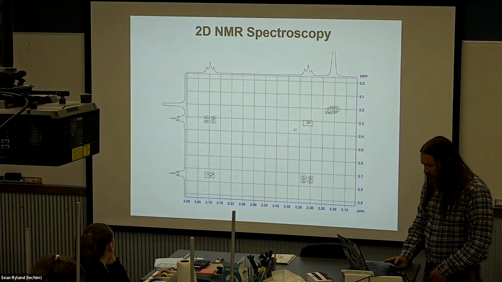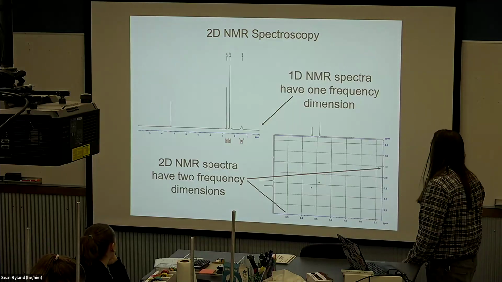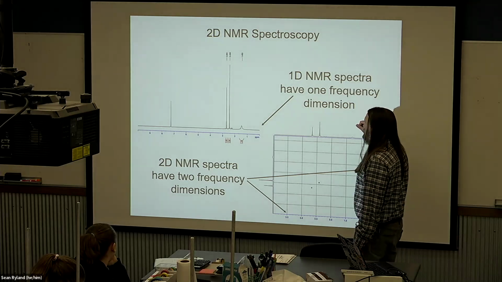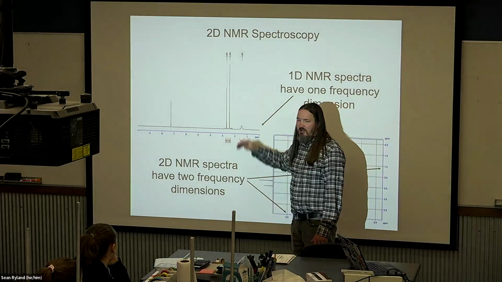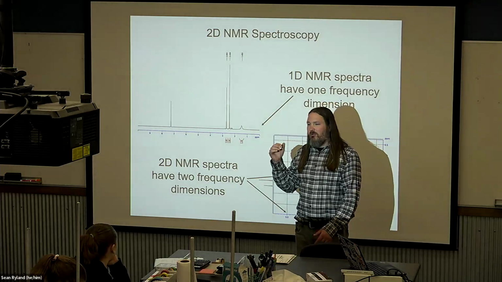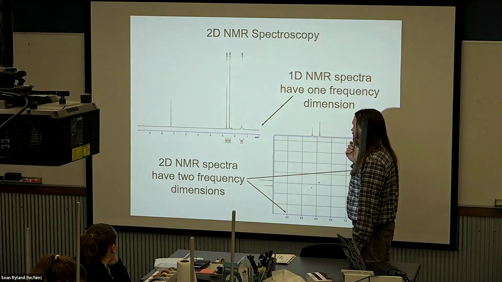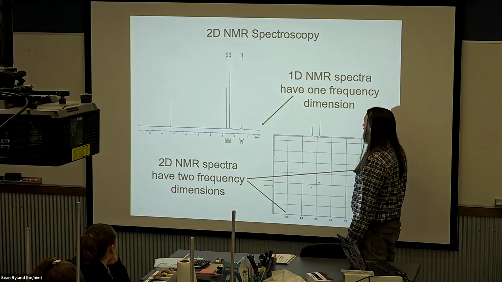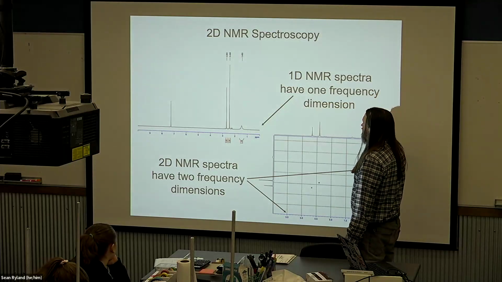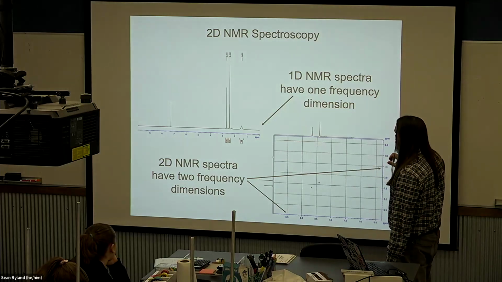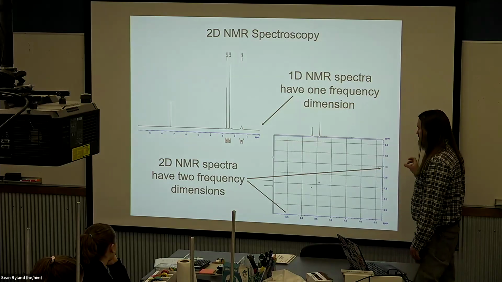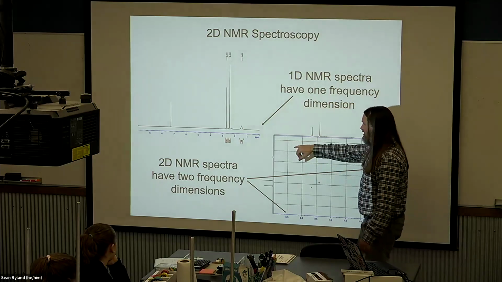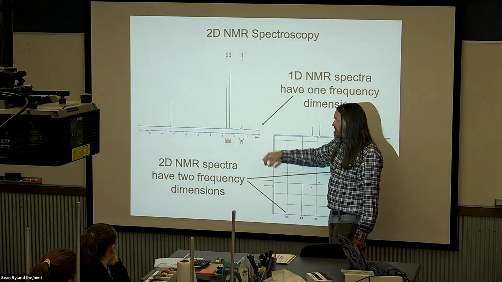And so a normal NMR spectrum they call one-dimensional, even though you can count the peaks as being two-dimensional. We're talking about what variable we're controlling, what's our independent variable. And so two-dimensional NMR has two frequency dimensions, meaning two of these ppm dimensions, the parts per million.